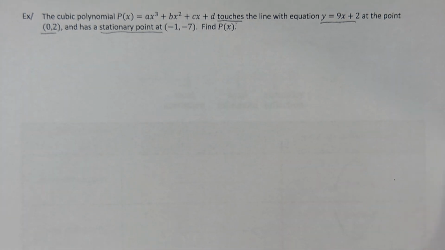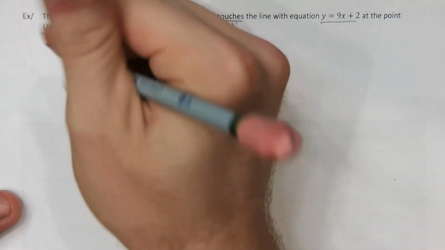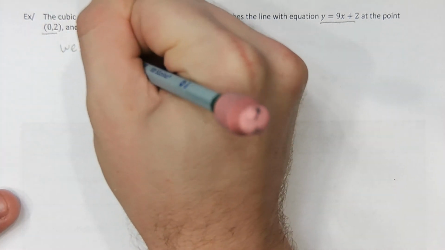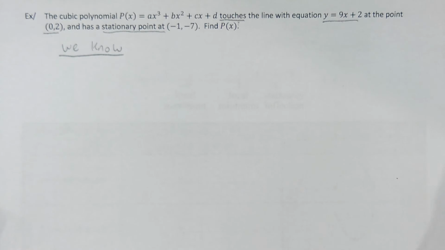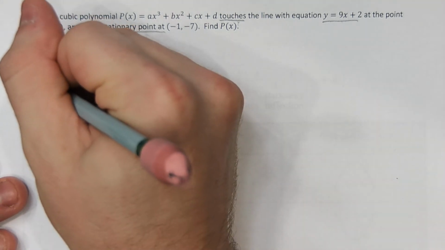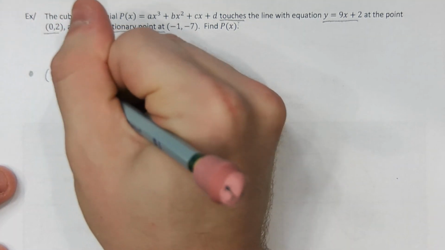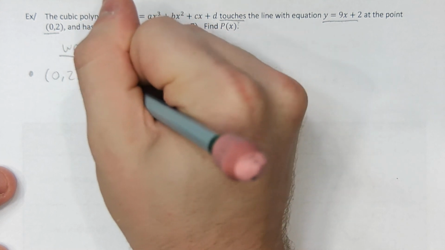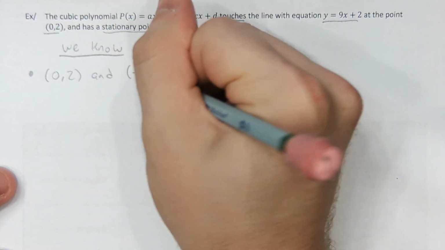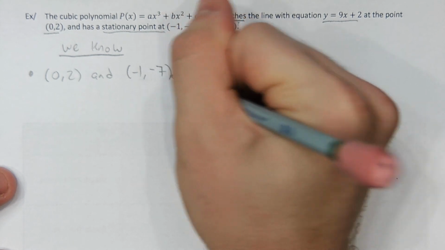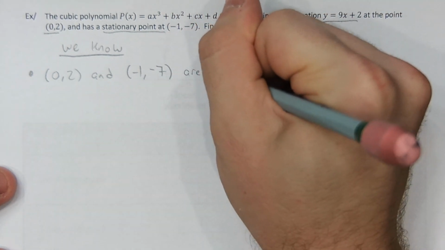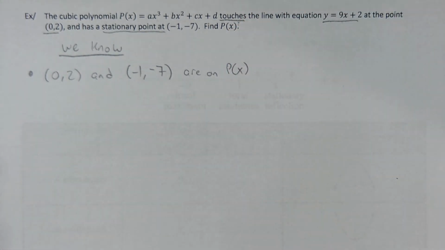So I was told a lot of information. So what do we know? I don't expect you to write the "we know" kind of stuff when you're doing the work, but these are all of the clues. Your job is to be the math investigator. What do we know? We know, first bullet, (0, 2), and we also know that (-1, -7), I'll get it right one of these days, are on p of x. So there we go. We have 2 x comma y's on our curve.